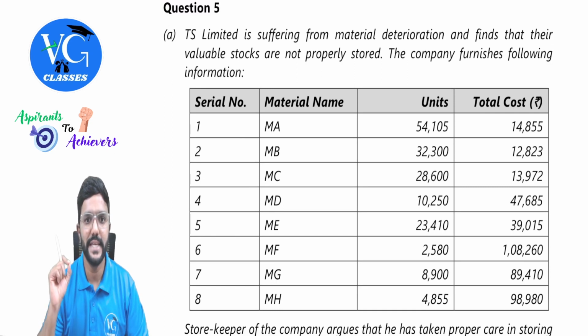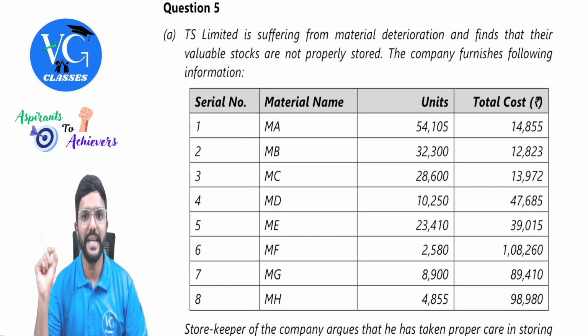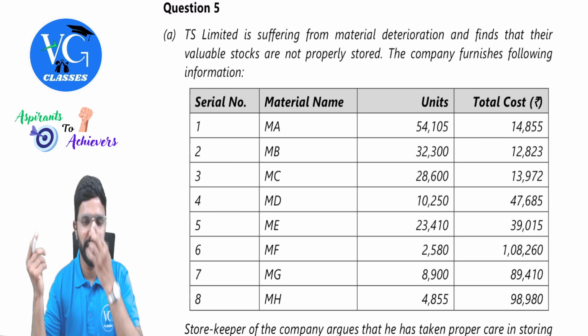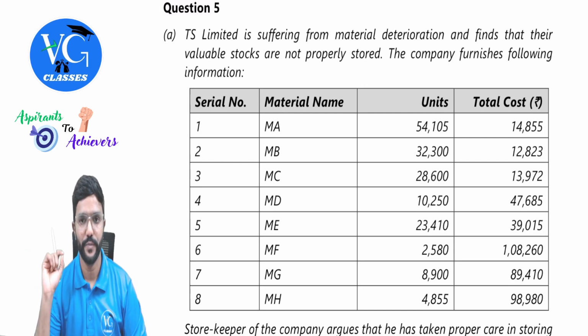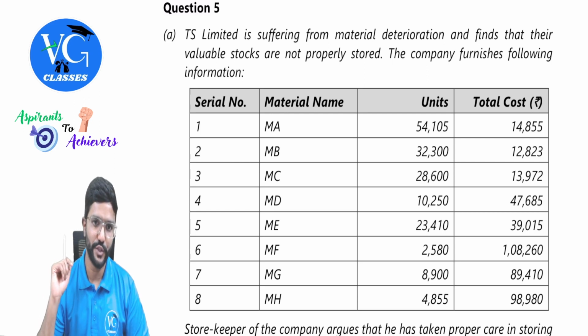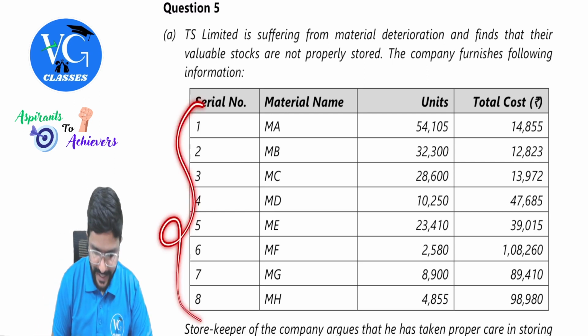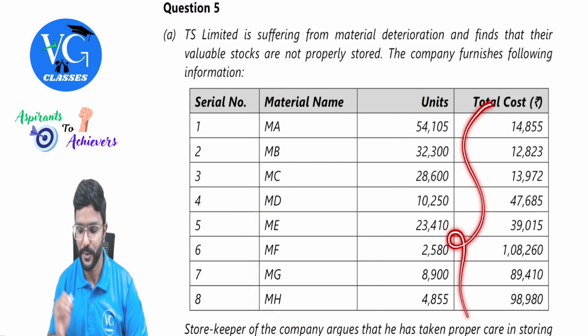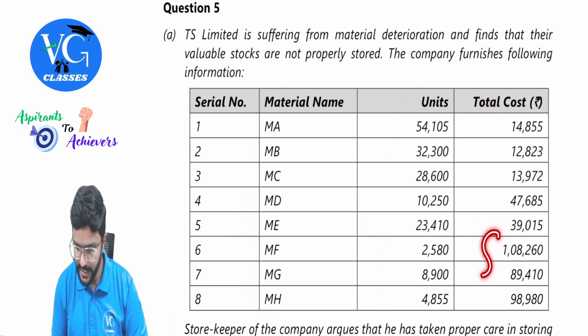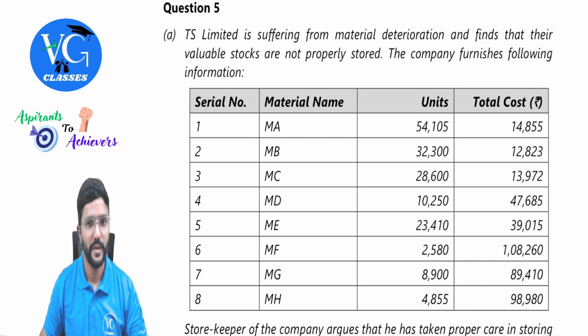We will see. TS Limited is suffering from material deterioration, that is like wastage or loss, and finds that their valuable stock are not properly stored. The company furnishes the following information. Okay. So there are totally 8 materials. Material name is given here. Units are given here, and cost, guys. Cost. Okay. And the costliest materials are here. Please be careful with that.